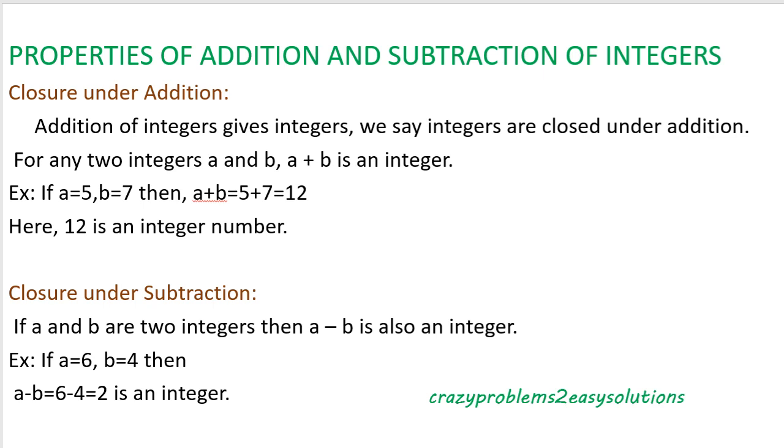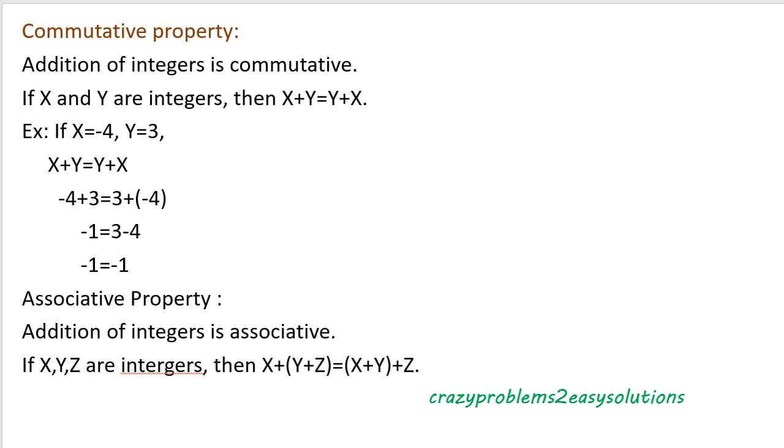Closure under subtraction. Take two integers and subtract them, a minus b, which is also obviously an integer. If a equal to 6 and b equal to 4, then 6 minus 4 equal to 2. We know 2 is an integer.